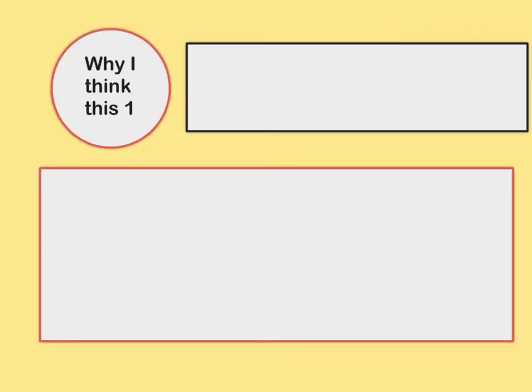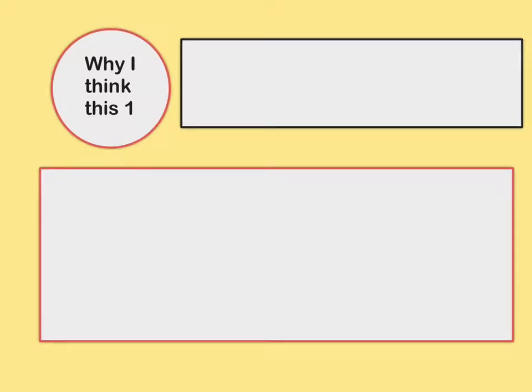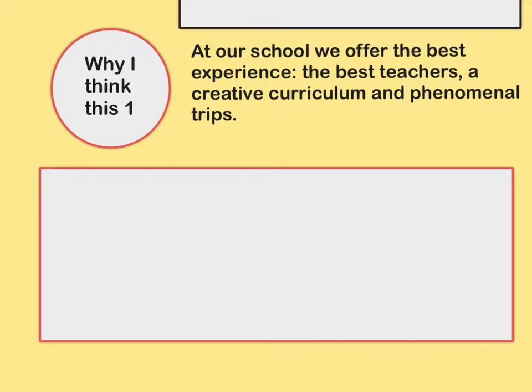What about the next step? Today we're writing the what I think and why I think this one. So we are developing our first paragraph. So let's make sure that this is going to link to this statement in the introduction. At our school we offer the best experience, the best teachers, a creative curriculum and phenomenal trips. If we're going to use every single point of this as an argument, the best teachers, creative curriculum, phenomenal trips, why I think this one is related to having the best teachers.